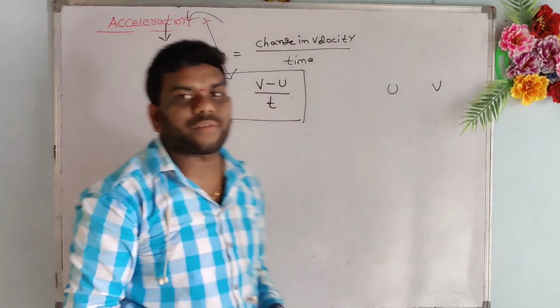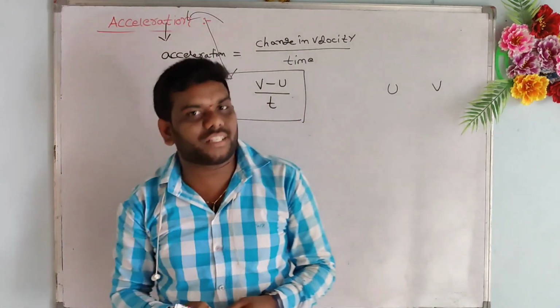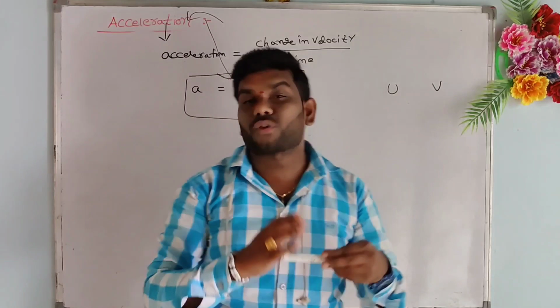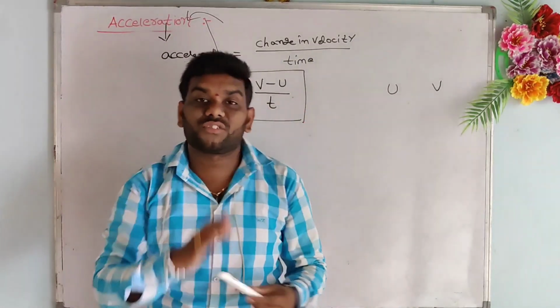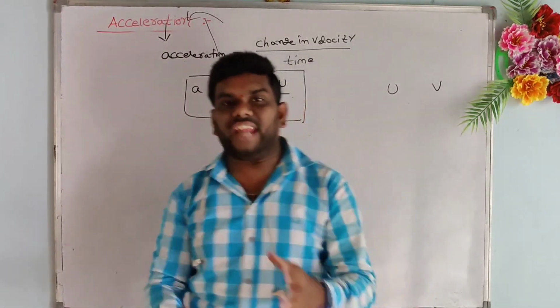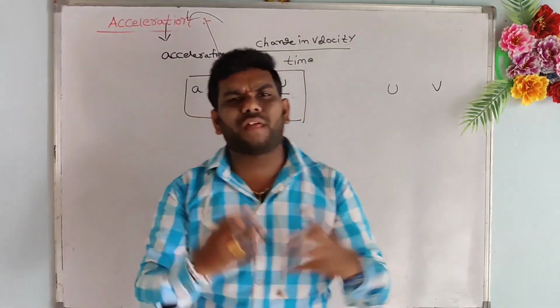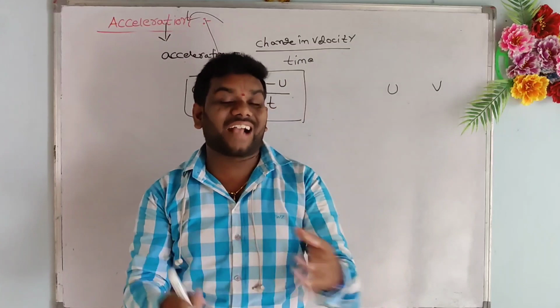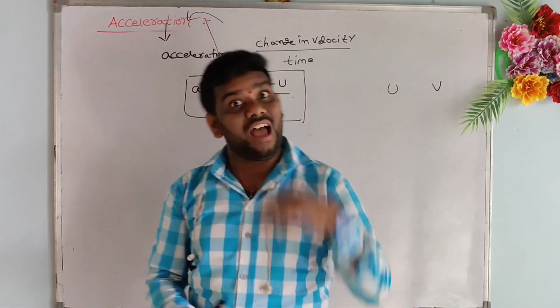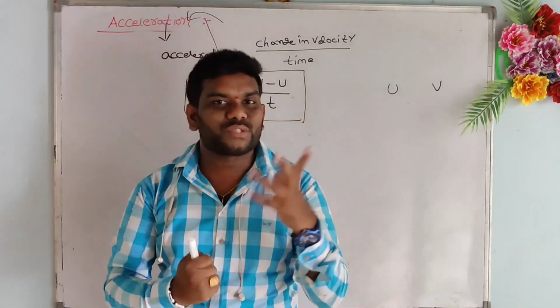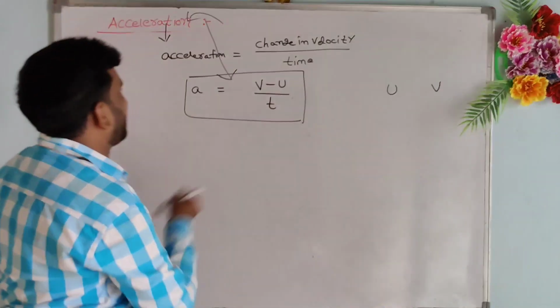So acceleration A is equal to v minus u by t. This is change in velocity by time. So acceleration is equal to change in velocity by time. The rate of change of velocity is called acceleration. If the speed gradually decreases, the acceleration becomes negative, so negative acceleration is called what? Deceleration.